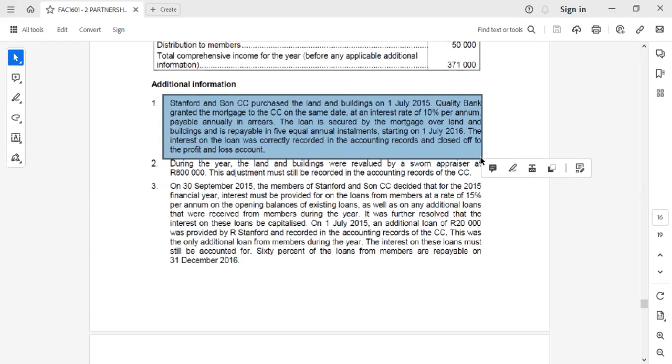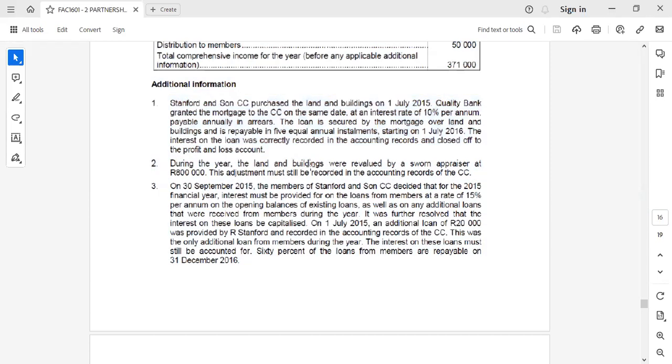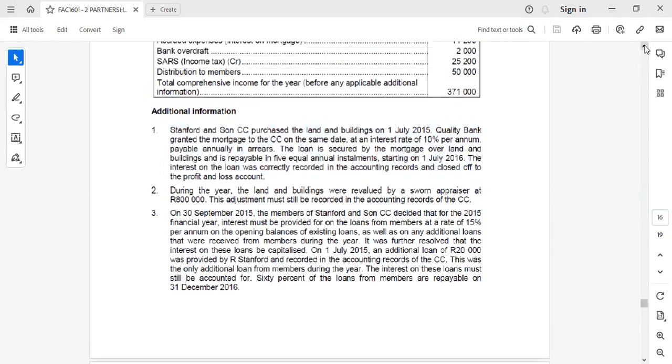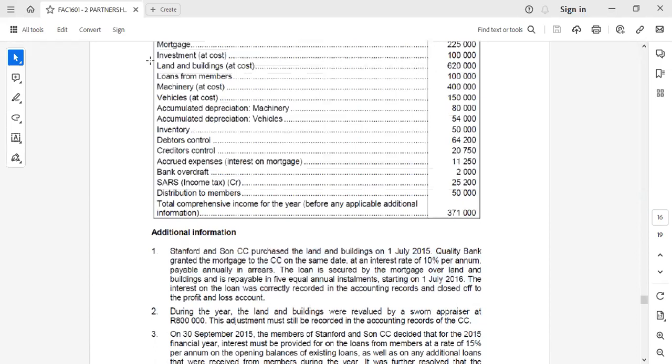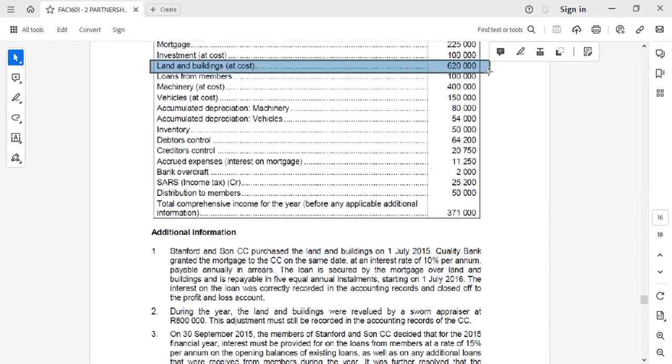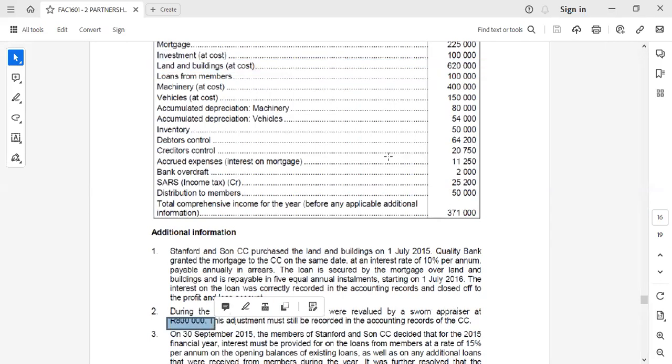Right. During the year, the land and buildings were revalued by a sworn appraiser at 800,000. The adjustment must still be recorded, right? If you check this land here, it was 620. So they are saying it's now 800,000. So there is a revaluation.